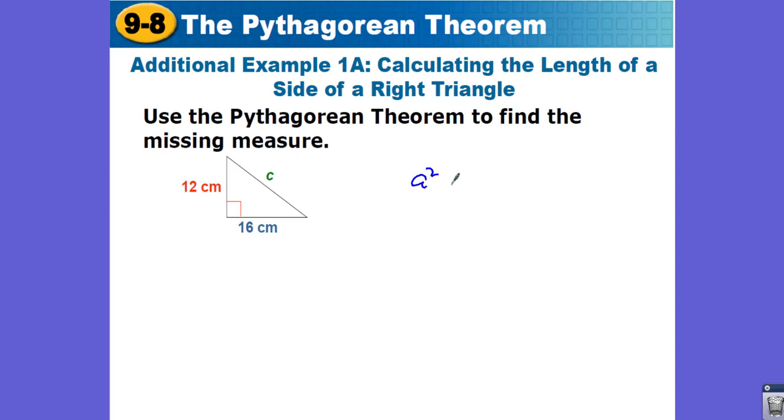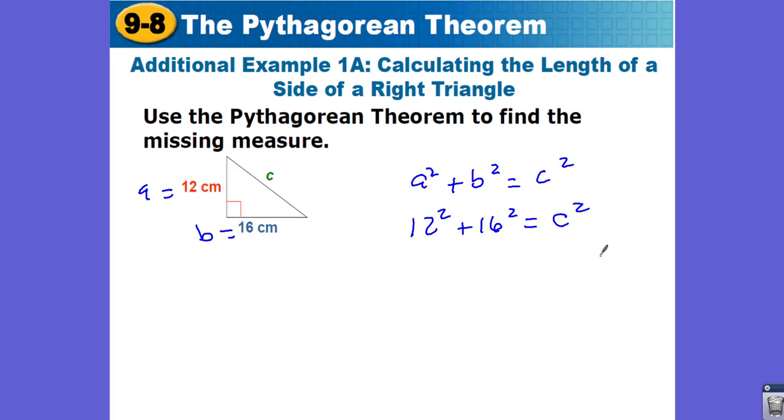a squared plus b squared equals c squared. Now what we're going to do is plug in our values. A and b, the two legs, it does not matter which one you call a and which one you call b because you're adding them together. So I'm going to take this 12 and let it be a, so this is going to be 12 squared. I'm going to let the 16 be the b, so plus 16 squared equals c squared.